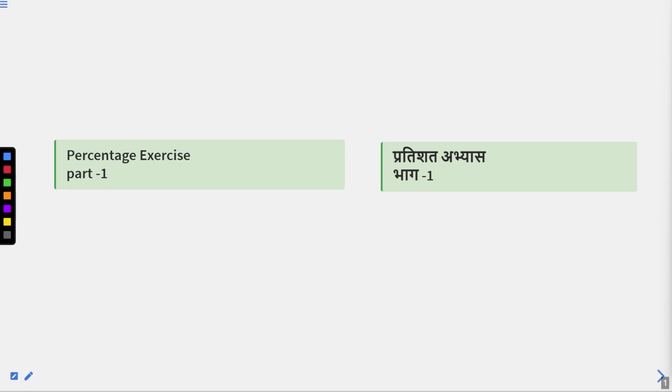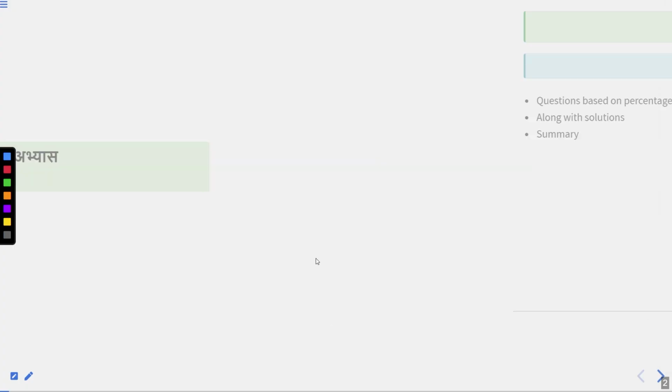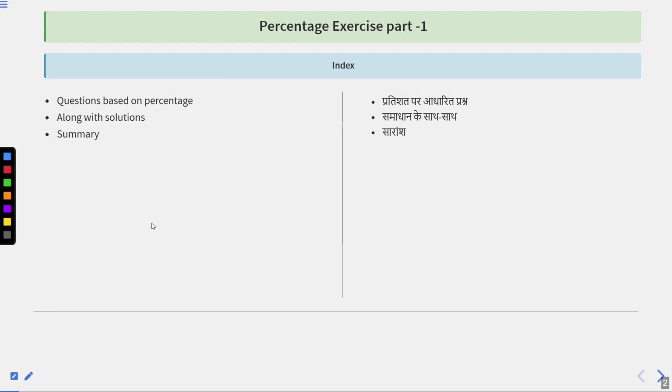Hello everyone, welcome to percentage exercise part 1. In this we are going to do questions based on percentage along with their solutions, and we will do the summary of the exercise in the end.